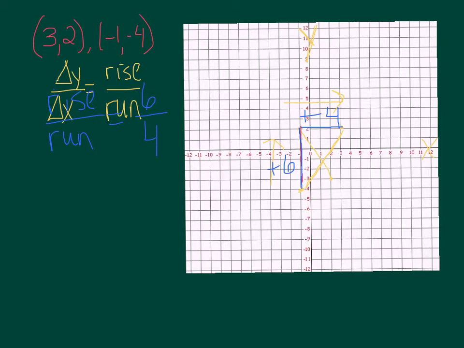Now slope again is a ratio, so never change it to a mixed number. You do have to reduce it, but never change it. So this would be reduced to 3/2. Do not change it to 1 1/2. So my slope of my line is 3/2, which means for every 3 units we went up, I went right 2 units, because they're both positive. Let's look at another one.